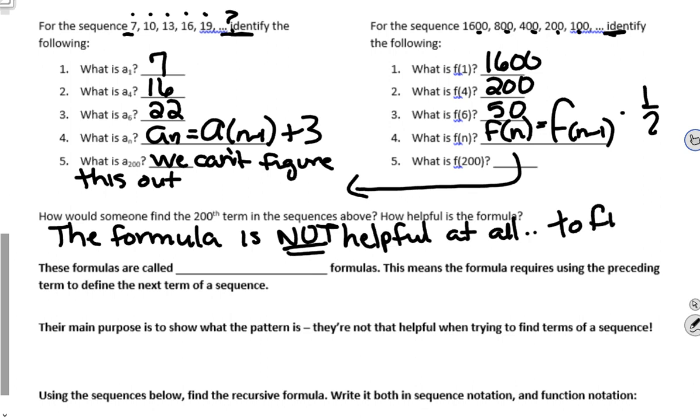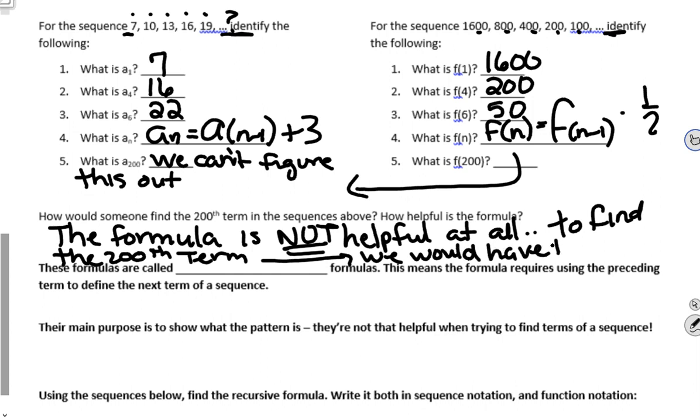To find the 200th term, we would have to list out all of the terms up to that term. We would have to make the list.